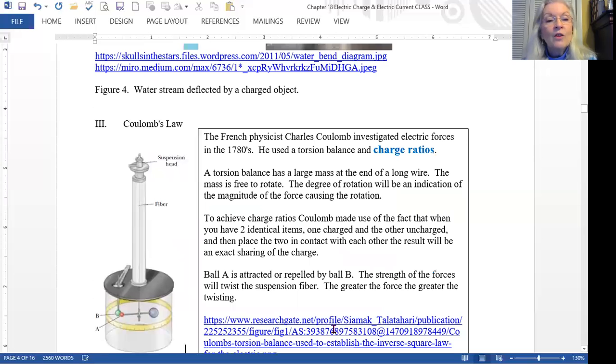And that gets us to Coulomb's law, which we're going to save for a different video. So I'm going to stop my share.